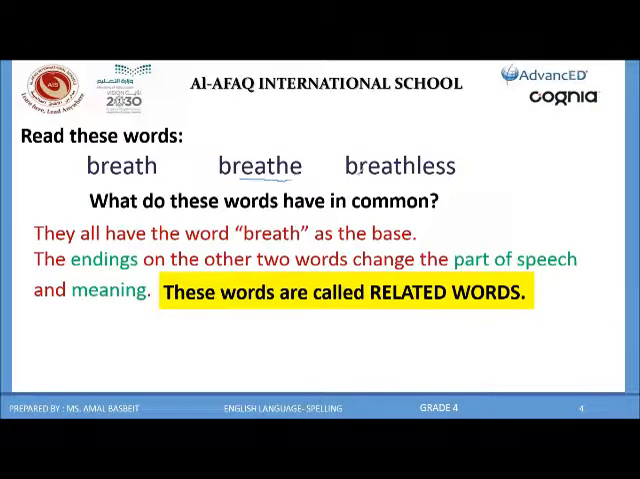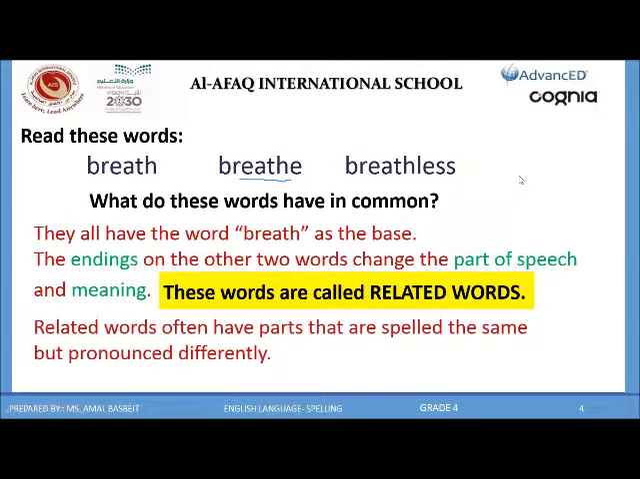Breathe, breathless, and breath. Related words often have parts that are spelled the same but pronounced differently, like these two letters, EA. When it is a noun, I say breath. When it is a verb, I say breathe, E here. So, different pronunciation.